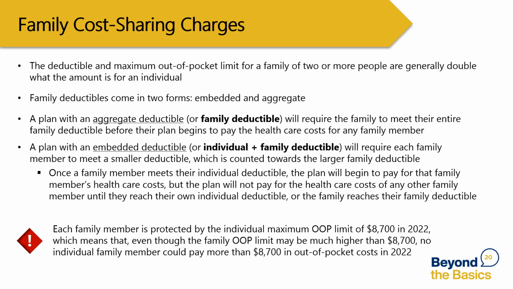But as we talked about before, the out-of-pocket limit safety net also applies to family plans. So each family member is protected by the individual maximum out-of-pocket limit of $8,700 in 2022, which means that even though the family out-of-pocket limit may be much higher than $8,700, no individual family member could pay more than $8,700 in out-of-pocket costs in 2022.